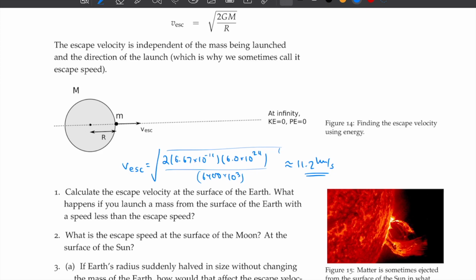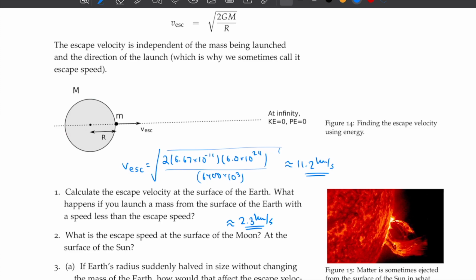What about the surface of the Moon? So what do we need to change here? Just the mass of the Moon and the radius of the Moon. If you do that, you get something like 2.3 kilometers per second. Bit easier to escape the Moon's gravitational field.